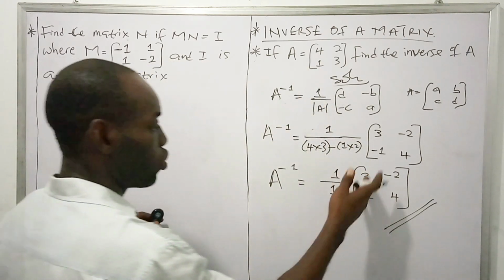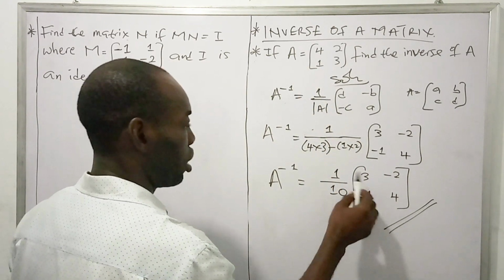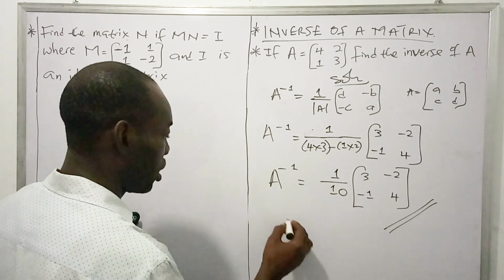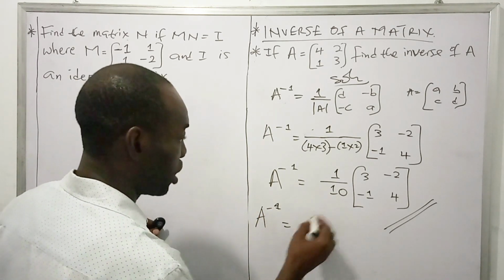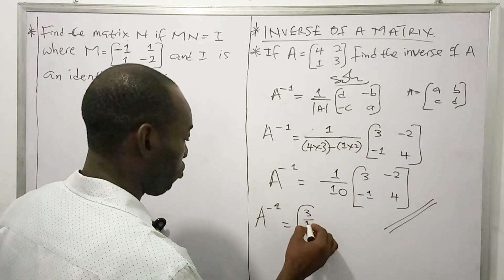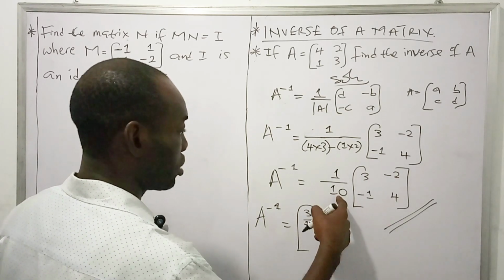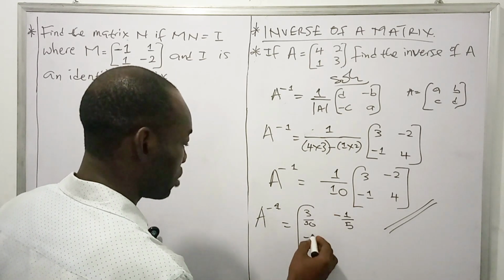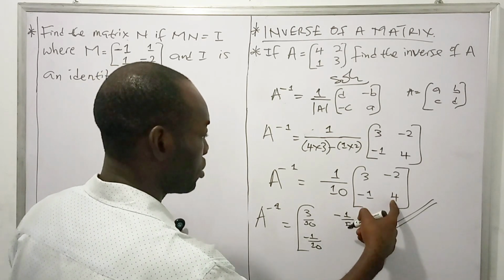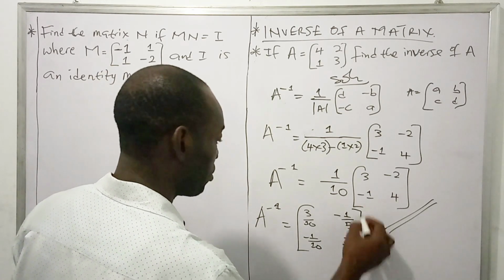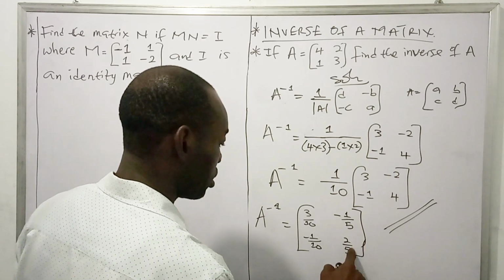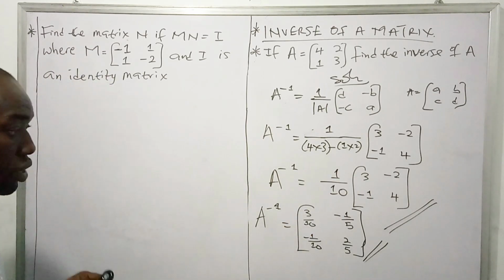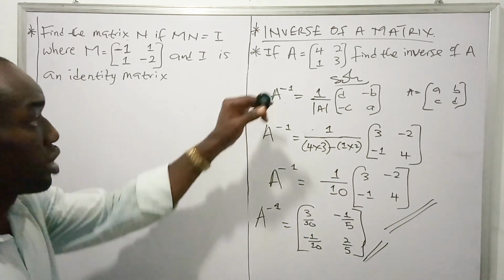You can put that into the elements, so that becomes 3 over 10, minus 2 over 10. If you choose to resolve it further, this becomes 3 over 10; here 2 cancels out with 10, that's 5, so it becomes negative 1 over 5. Then here you have negative 1 over 10, and here you have 2 over 5. Both are the same answer. That's how we resolve the inverse of the matrix A.